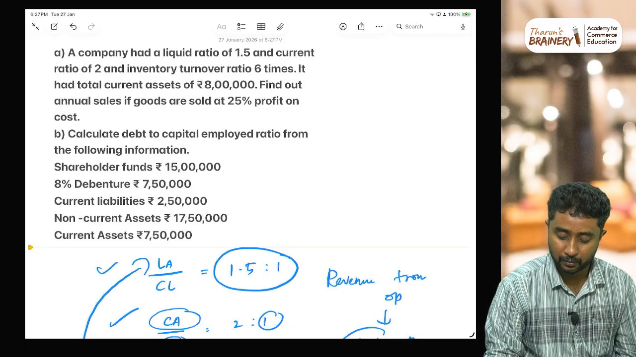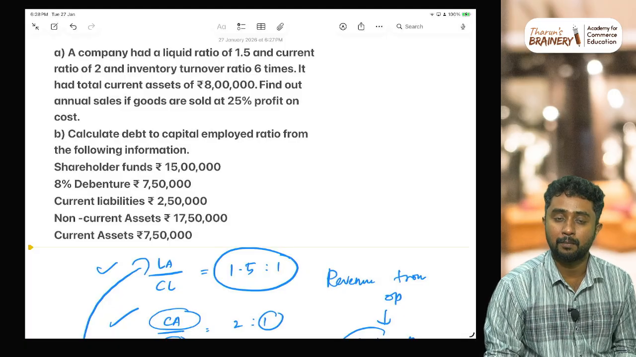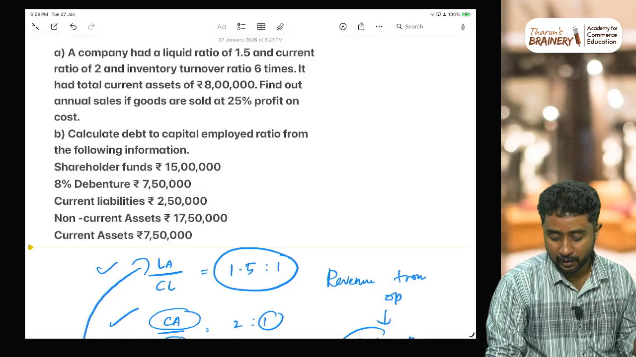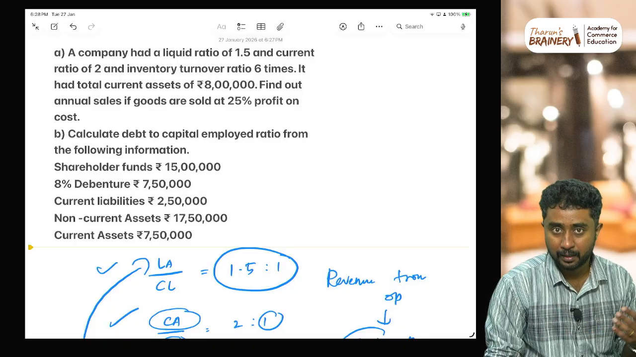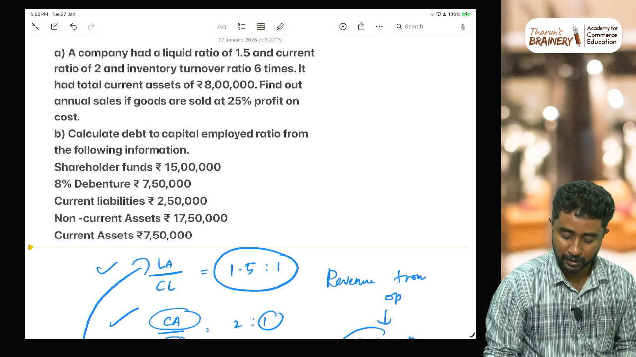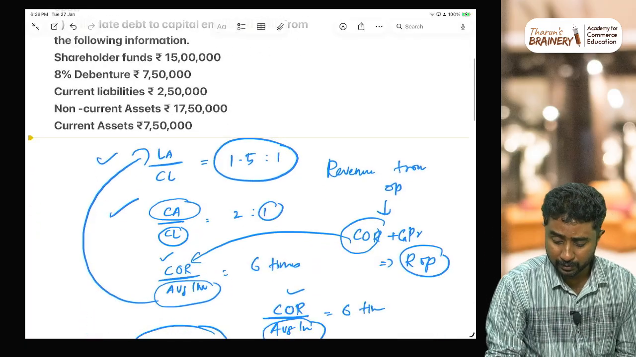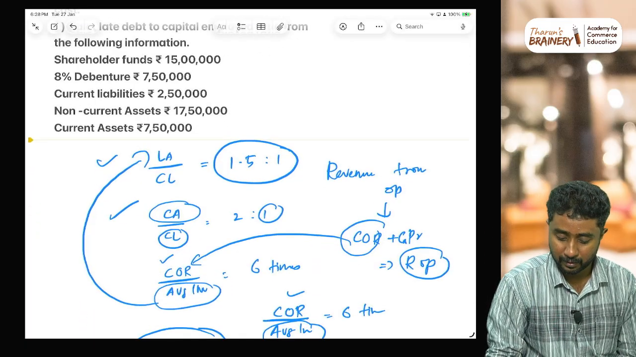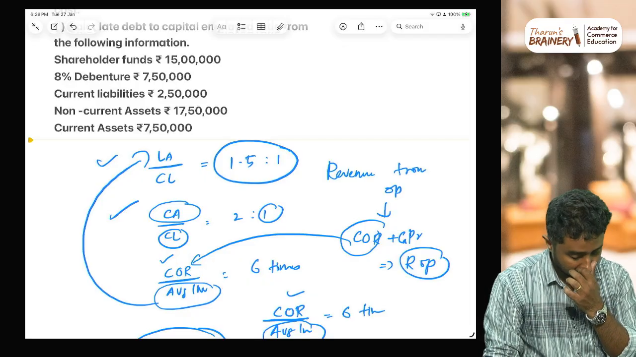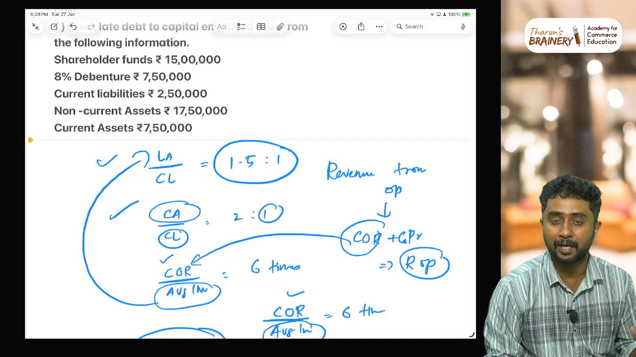What is the formula? First of all, we need to find debt. Debt means long term borrowings plus long term provisions. We know that when we add the liability side and the asset side of the balance sheet, both sides total will be the same. Shareholders' funds, 8% debenture and current liability are available on one side, and on the other side non-current asset and current asset are given. If you add non-current asset and current asset, you should get the balance sheet total.